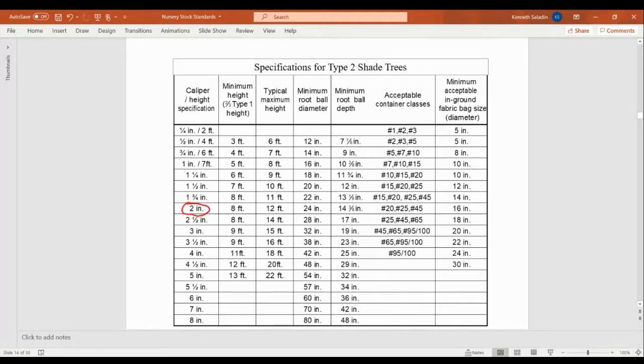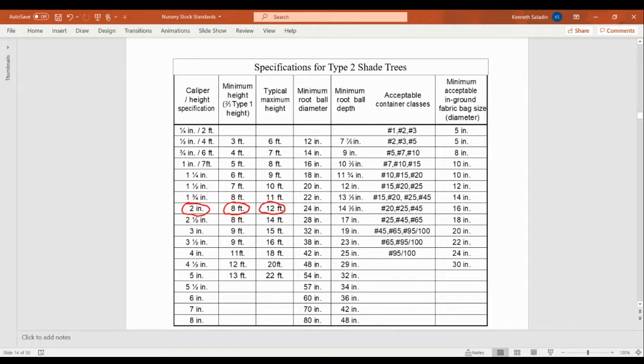So this is an actual table from the American Standard for Nursery Stock. And this is saying that if you're going to sell a tree as a 2-inch caliper tree, that it requires a certain minimum height, and that height is 8 feet. So the tree has to be 2 inches in caliper or diameter, and it's got to be a minimum of 8 feet tall. Its typical maximum height for that size tree would be about 12 feet.